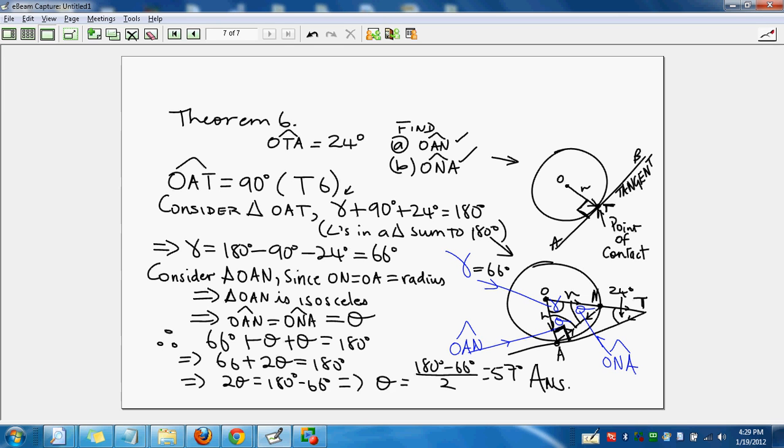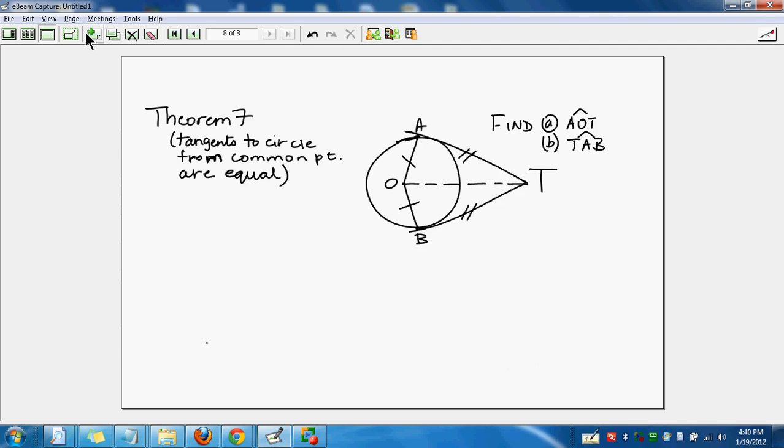Okay, so we're looking at theorem 7, which says that tangents to a circle from a common external point T are equal in length. Right? So it means that AT will be equal to BT, simply because they are coming from a common point outside, and we have a tangent, which means it's touching the circle at A only for that tangent AT, and at B only for the tangent BT. It means that those two lines AT and BT would be equal.